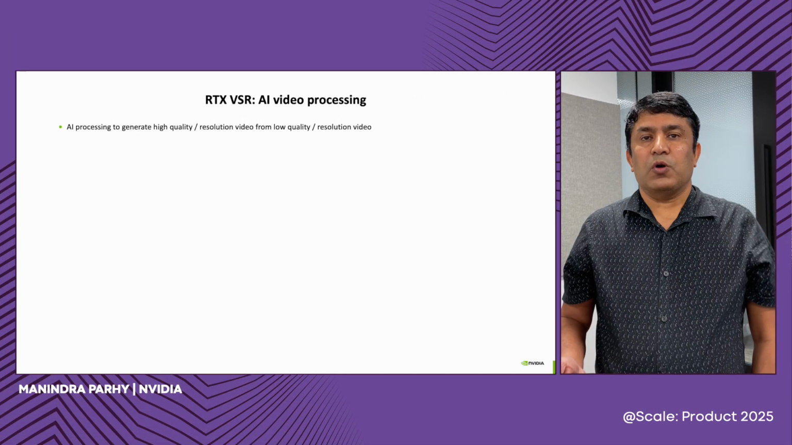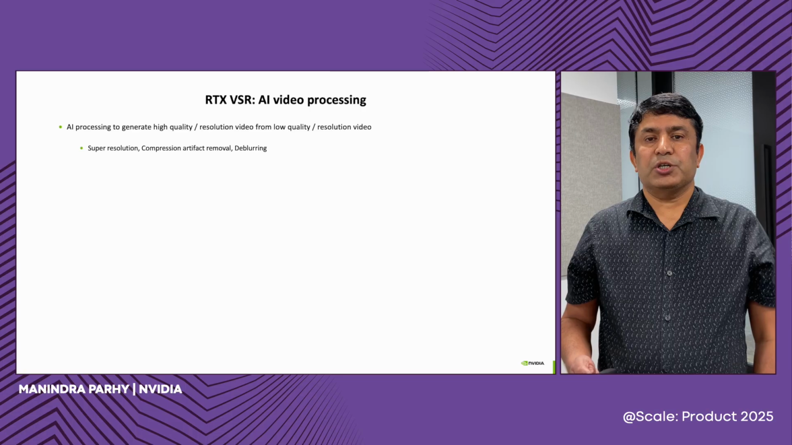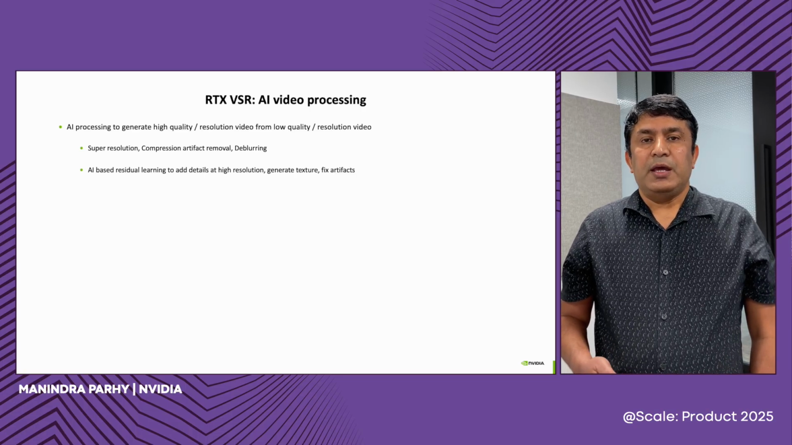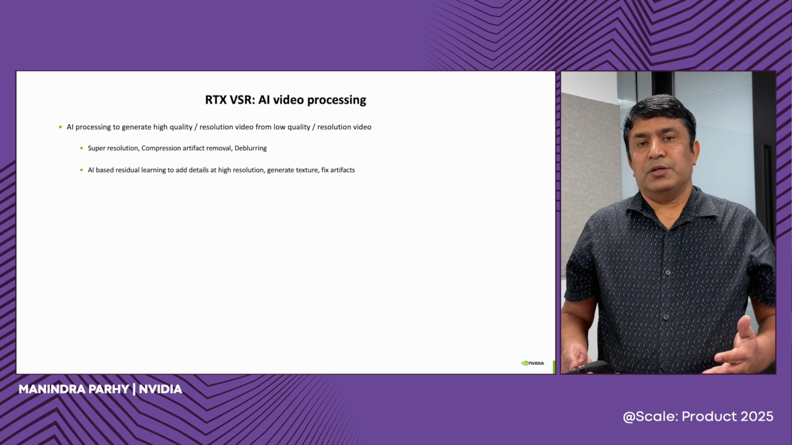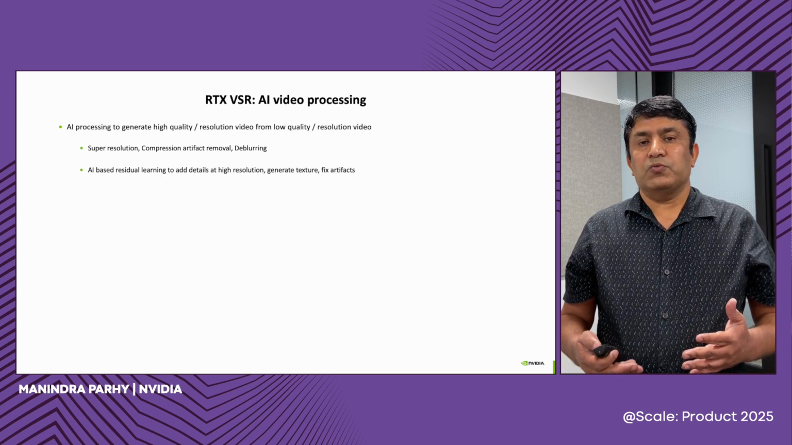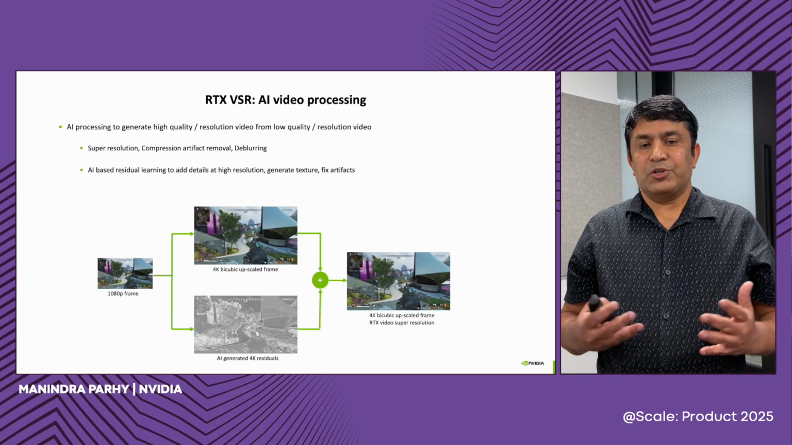So RTX VSR is an AI network. It is used to generate high quality video from low quality equivalents. It has several components: super resolution, compression artifact removal, and deblurring. The way it learns this is by learning the residuals compared to a bicubic version. This picture will illustrate that.